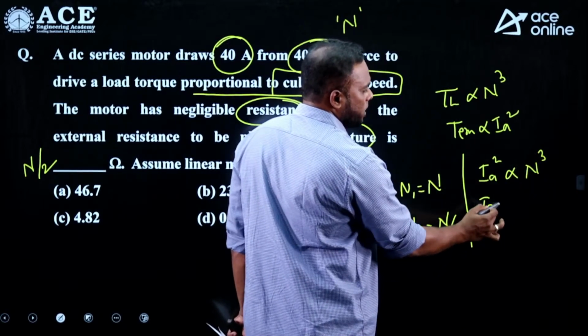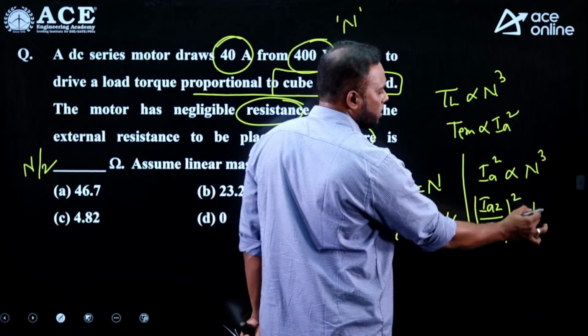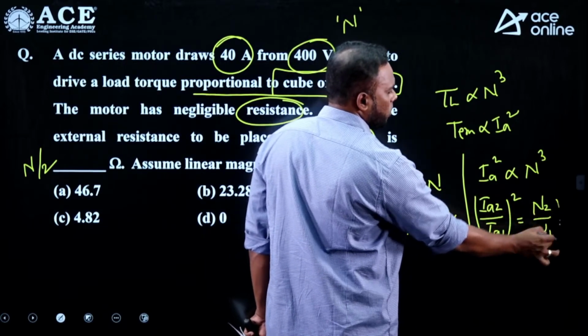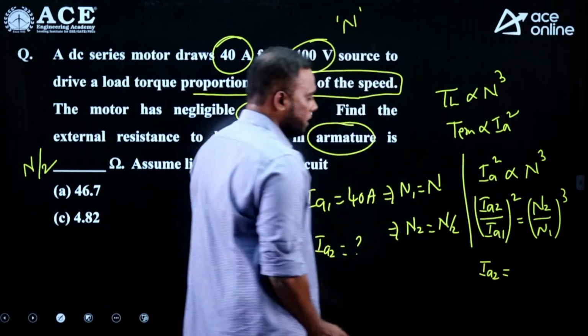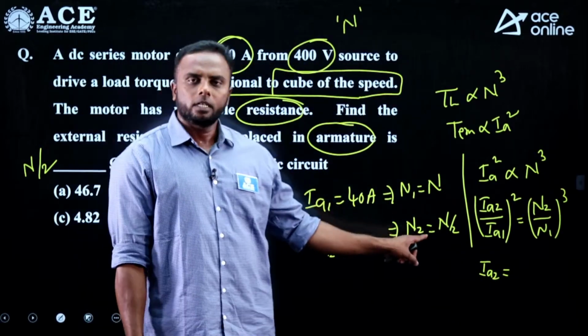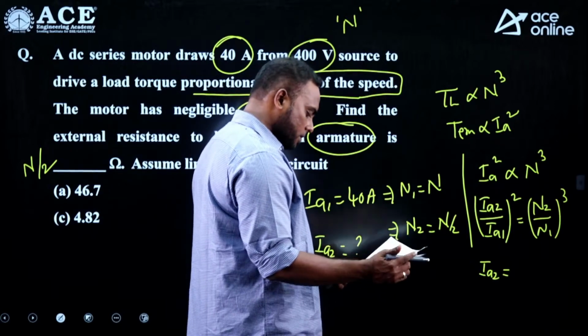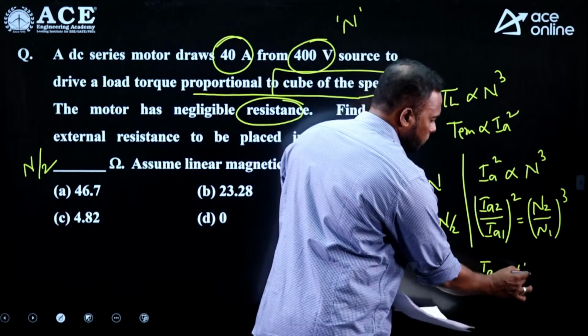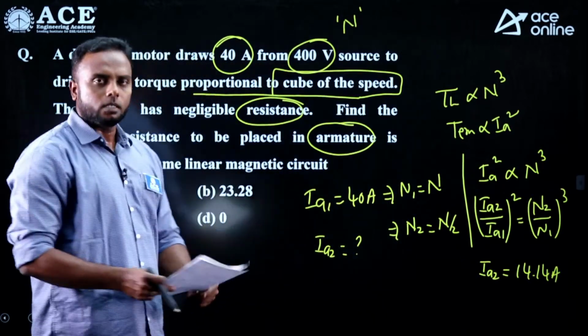From this, IA2 by IA1 whole square equals N2 by N1 whole cube. Simplify from this: IA1 is 40, N2 is N by 2, N1 is N. Substitute all the values. We get the new armature current as 10 root 2, which is 14.14 amps. Okay, this is our new armature current.